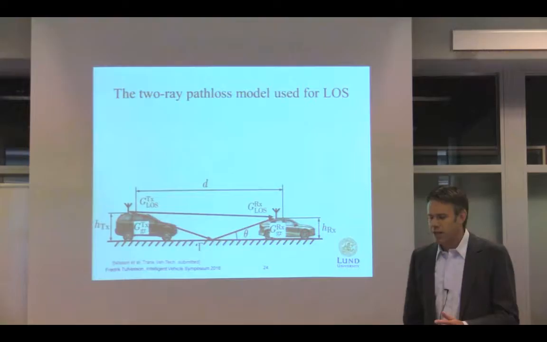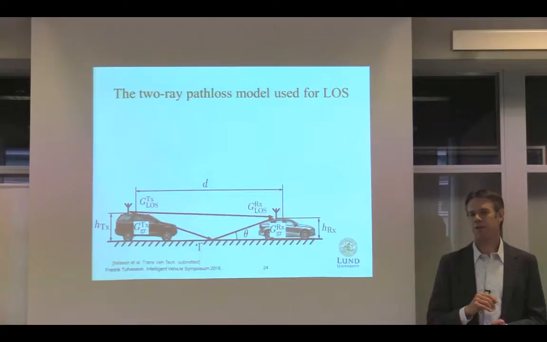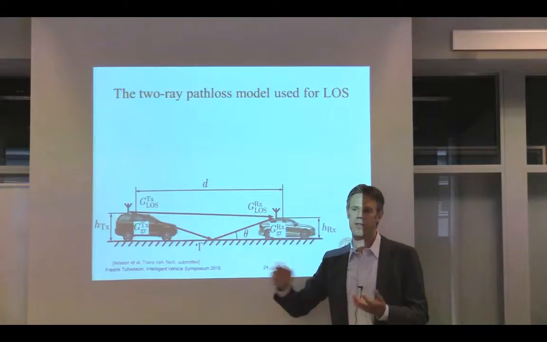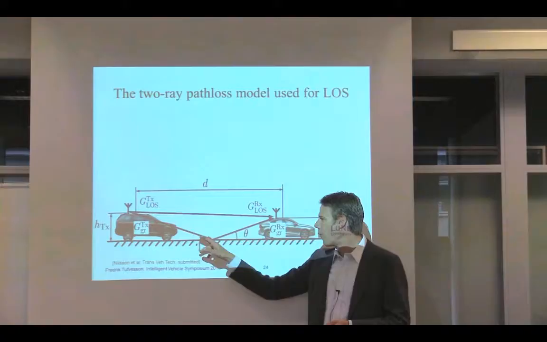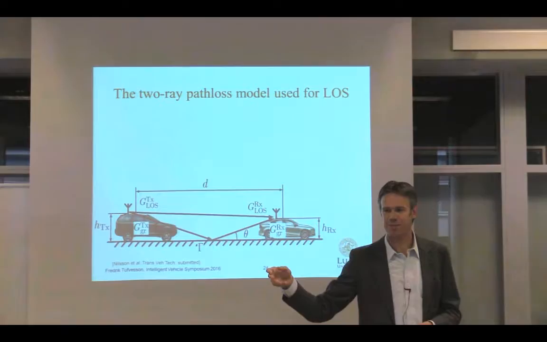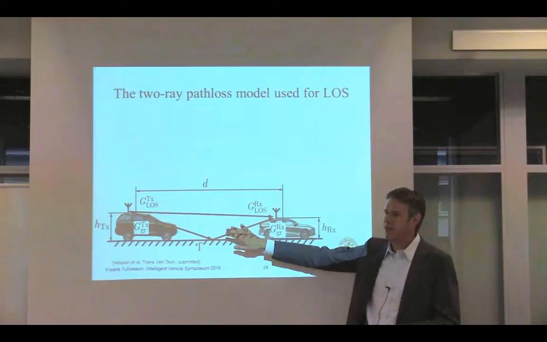For the line of sight, usually we have a quite dominant two-path behavior, so that we have the line of sight and then we have some reflection in the road. Those two components tend to be out of phase, so they cancel each other. They cancel each other when this distance here and that distance differs by half a wavelength and multiples of that. That will give a very distinct behavior, and it will give fading dips also in line of sight.